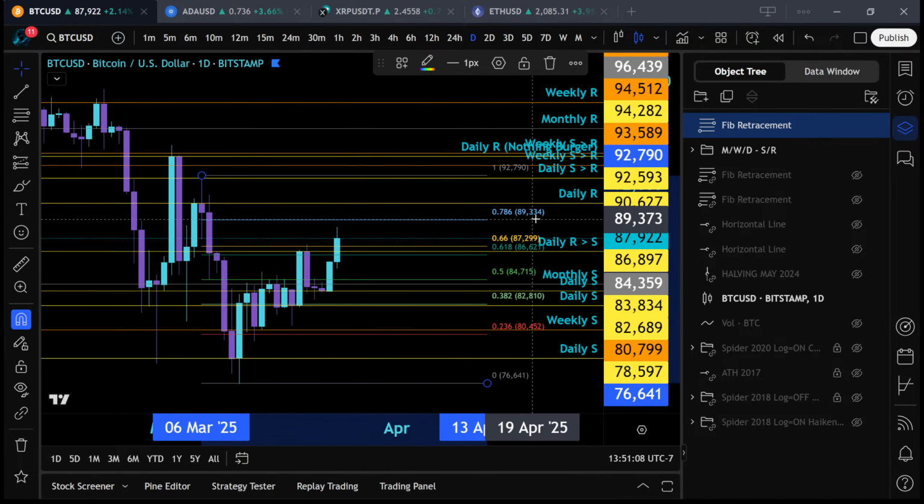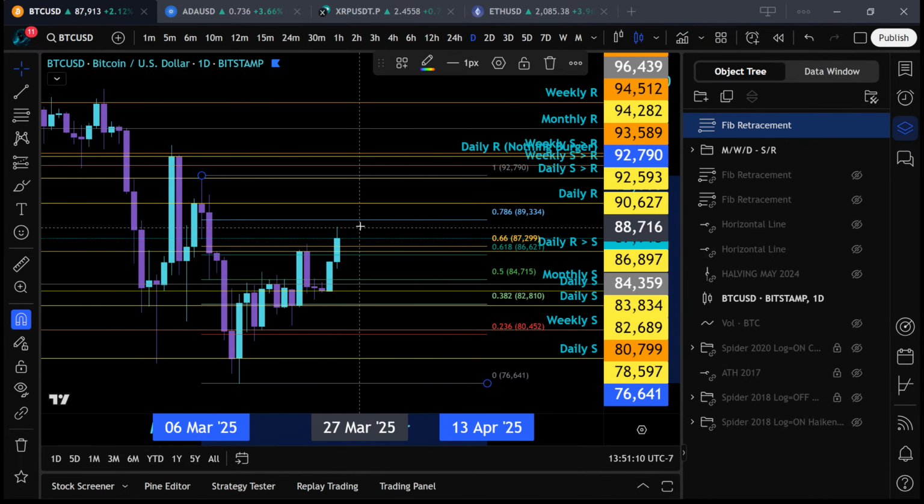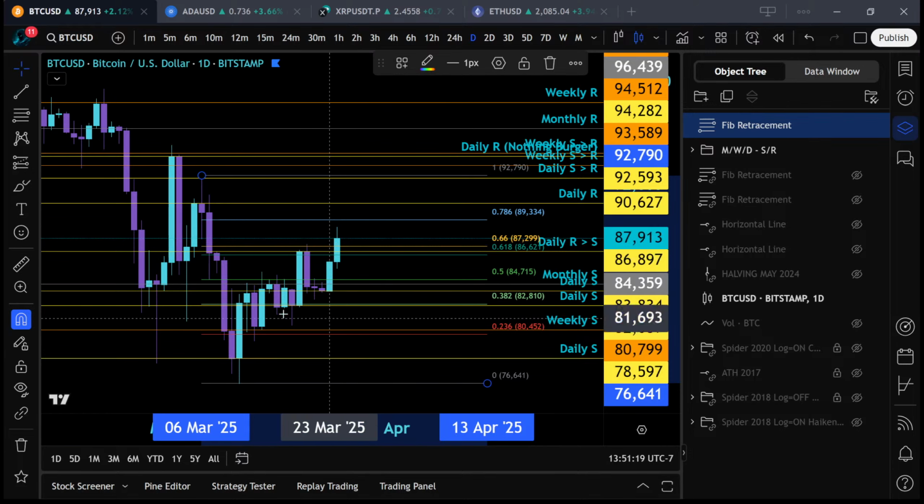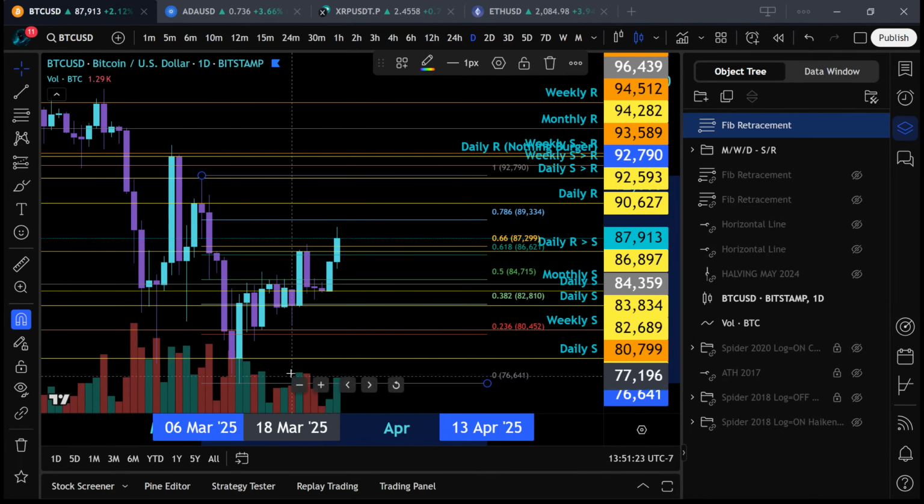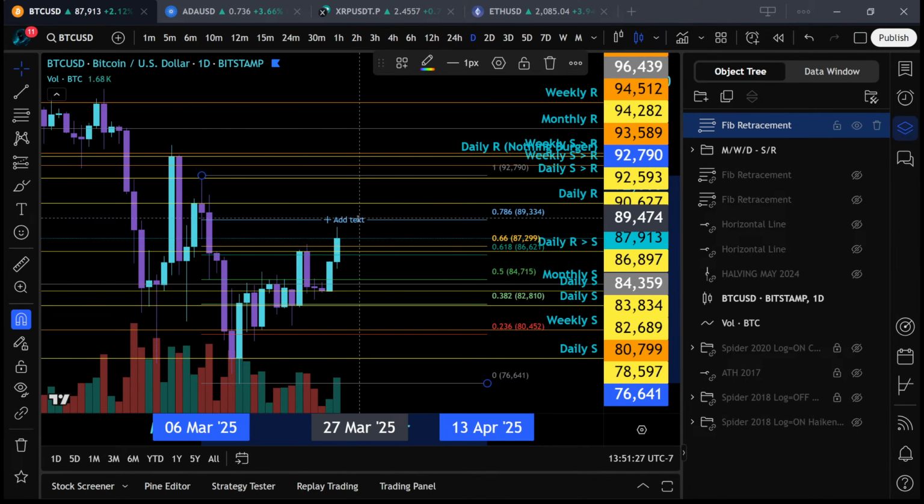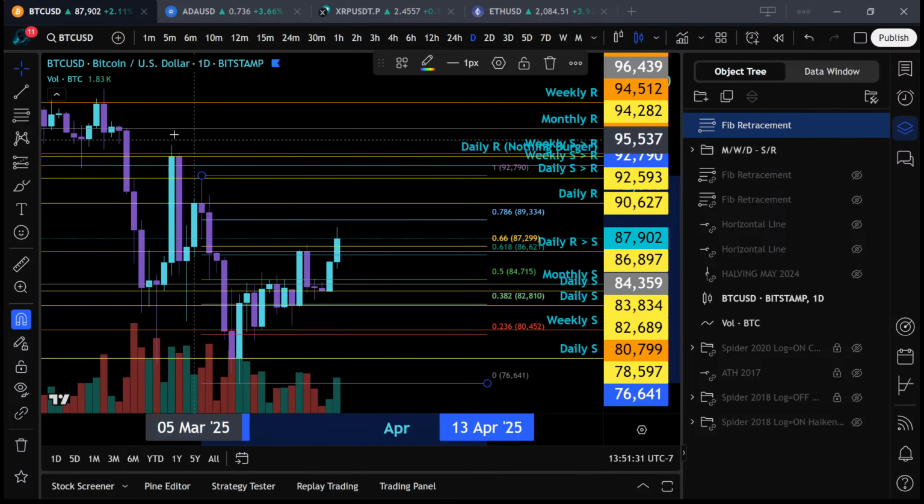$89,373 or $334 to be exact, we would like to see it come up here. If it does come up to here, I would lean more towards taking a short position unless we see a massive spike in the volume. But if volume stays at roughly this level or goes down even a little bit, this would be, in my opinion, a good place to take a short just based on what we've seen so far.